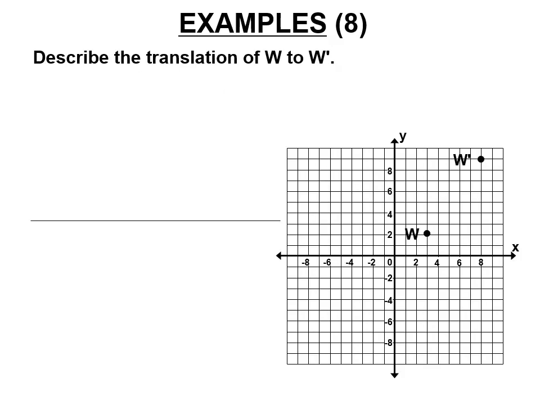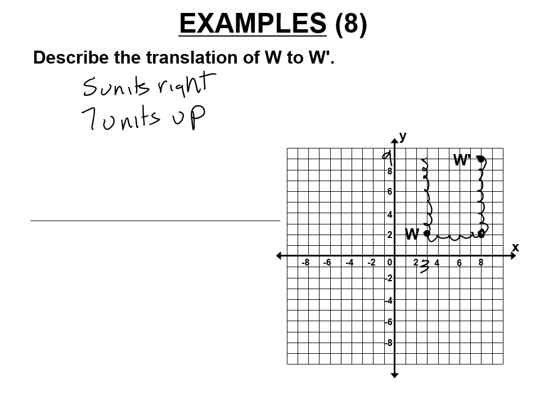Right, so typically when we do a translation, then you can combine them. You don't know which one goes first, so any order is correct. So describe how we got from W to W prime. Well, we went from 3 to 8. We went 5 units right. And we went from 2 to 9. And we went 7 units up. Could we have written 7 units up first and 5 units right second? Yes. There's no one correct way to do this.